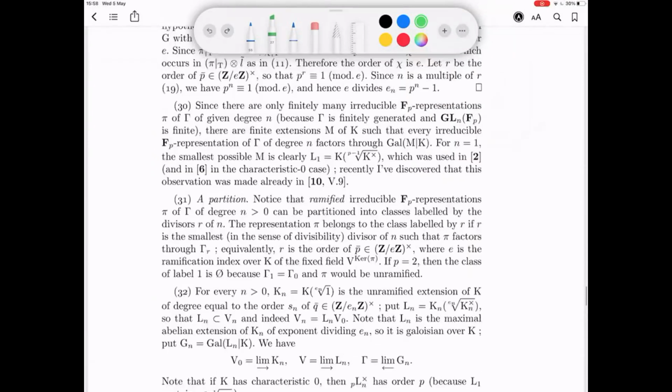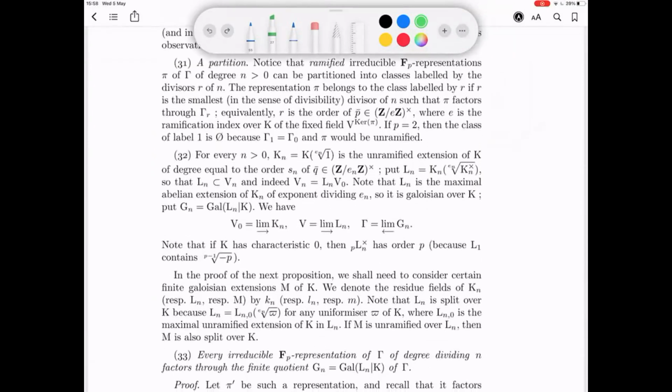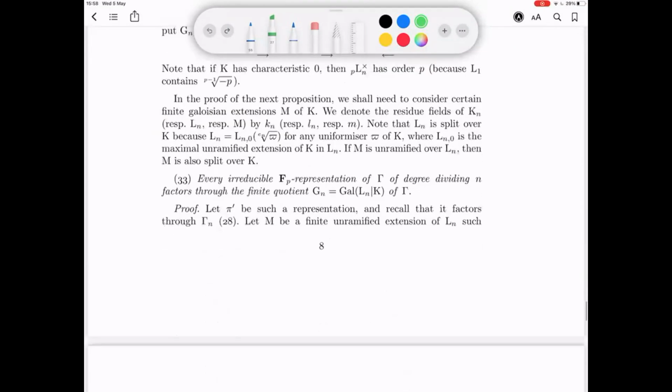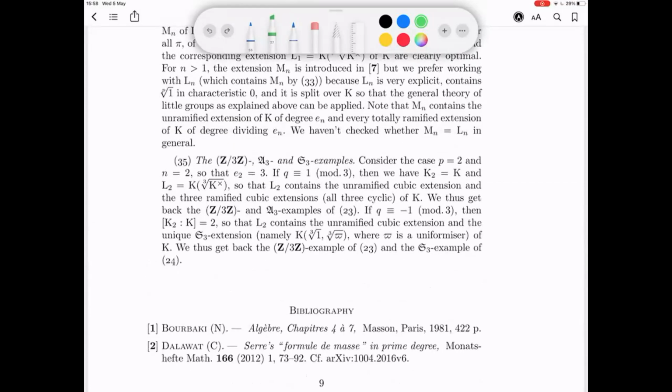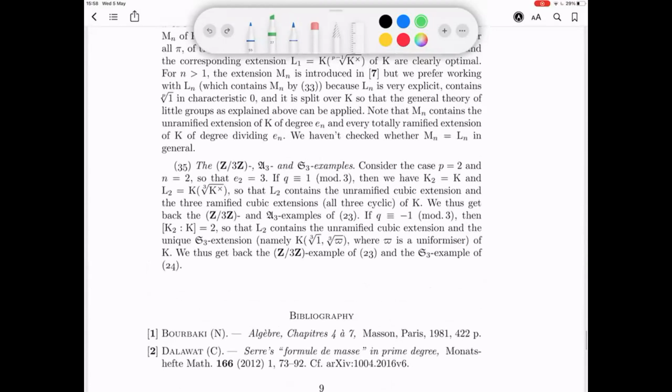We had K_n here in number 32. It's obtained by adjoining an E_n-th root of unity to K. So in our case, it's going to be adjoining a third root of unity. But q is congruent to 1 modulo 3, so q minus 1 is divisible by 3, right? And therefore this capital K contains a third root of unity. So K_2 is equal to K. You get it?